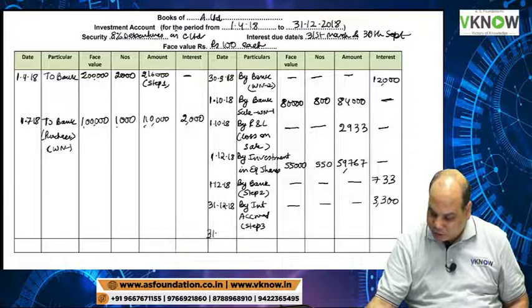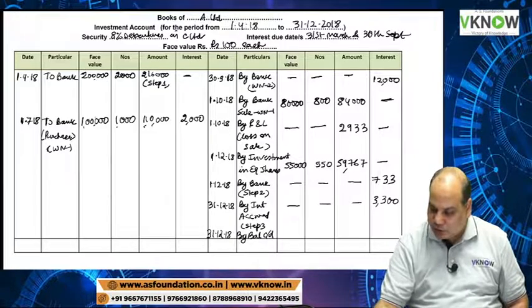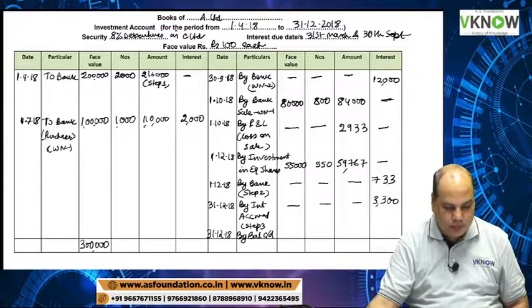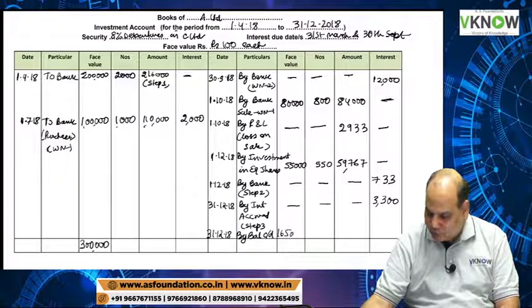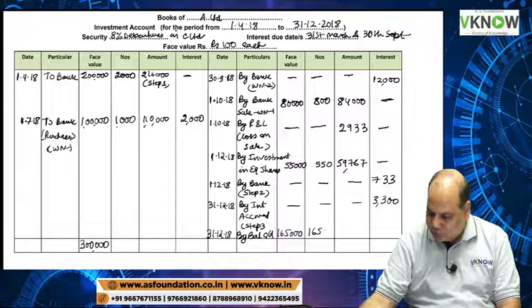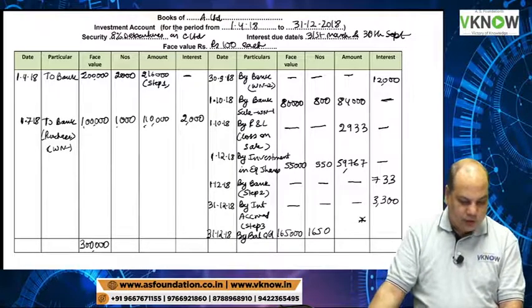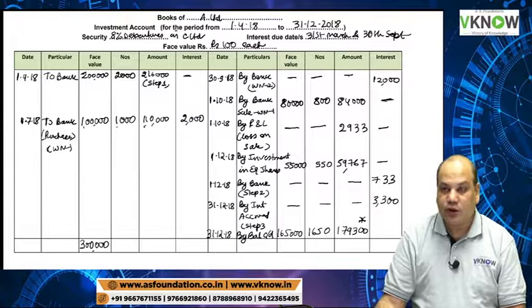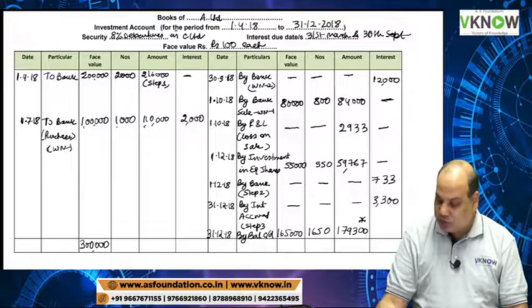And one more line. 31/12/18, by balance carried down. So first you take face value total, 3 lakh minus 80,000 minus 55,000. So balance carried down will be 1,65,000. Quantity 1650. And this amount we have calculated in one working note. Closing investment value we have calculated 179,300. Check the working note, step number 6.